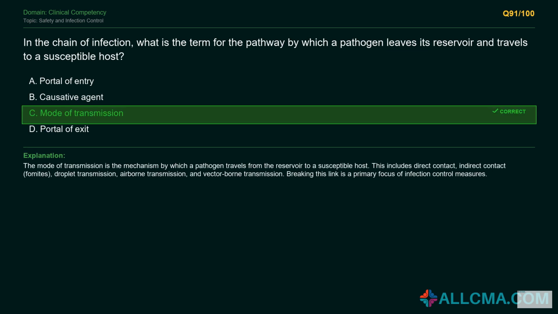The correct answer is C. The mode of transmission is the mechanism by which a pathogen travels from the reservoir to a susceptible host. This includes direct contact, indirect contact, fomites, droplet transmission, airborne transmission, and vector-borne transmission. Breaking this link is a primary focus of infection control measures.